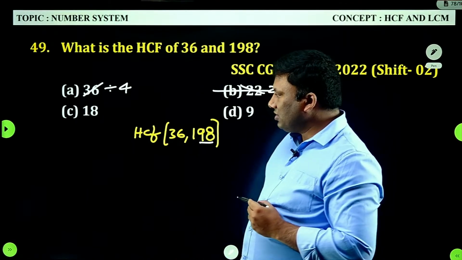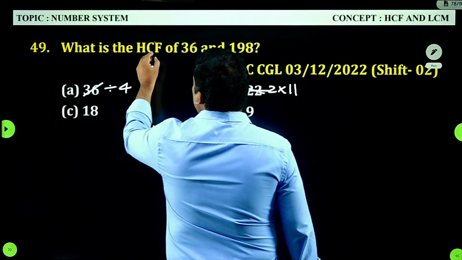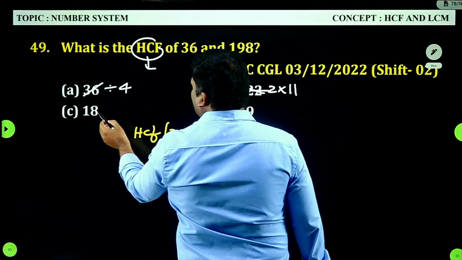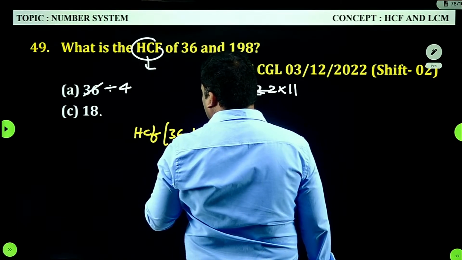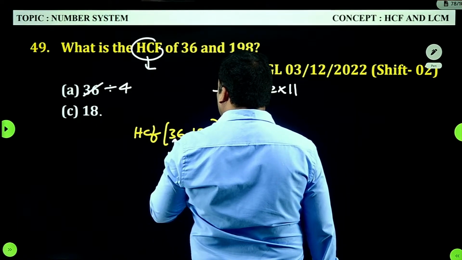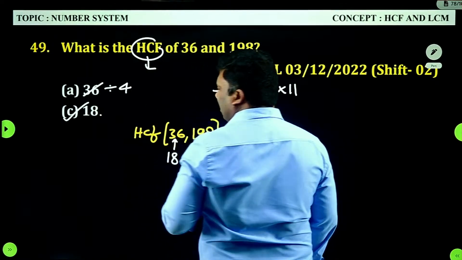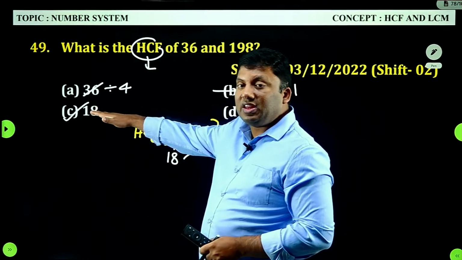36 is not divisible by 11. I want the highest common factor. Of 18 and 9, the highest is 18. 18 2s are 36, 18 11s are 198. The answer is 18. This will satisfy the condition.